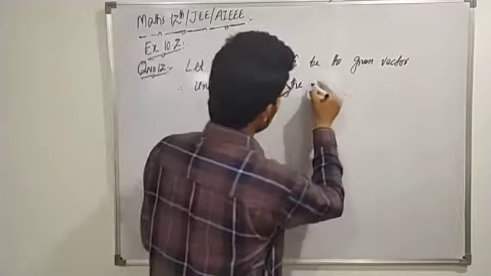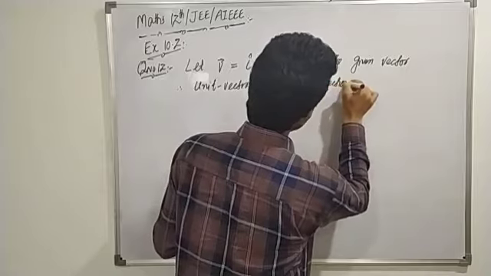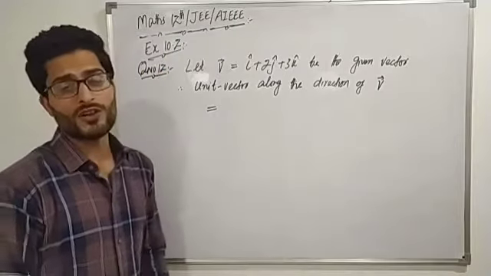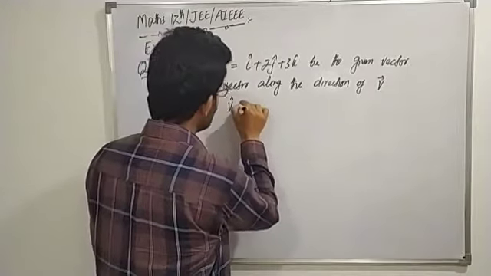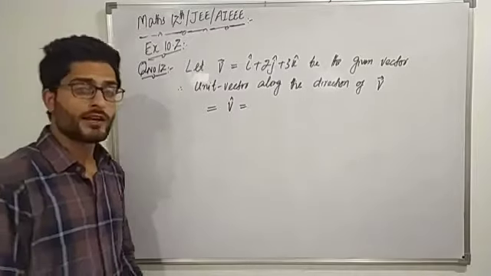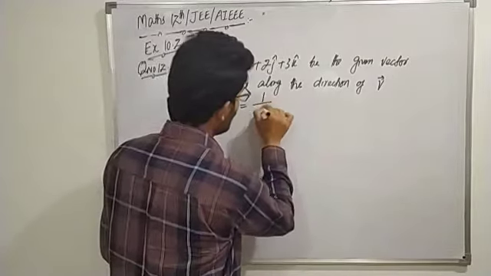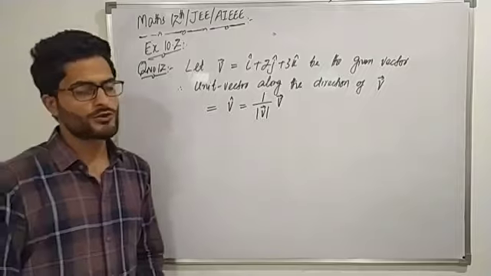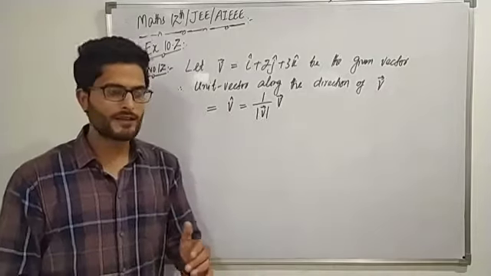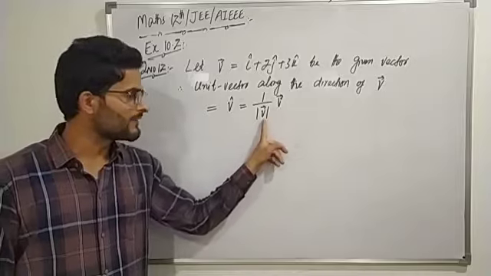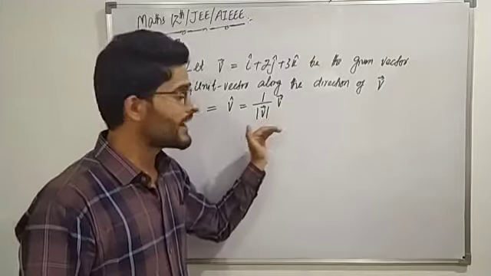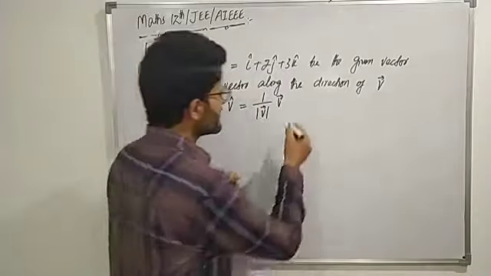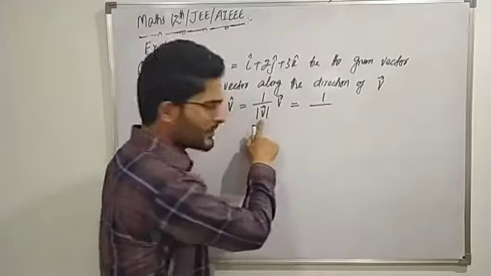So therefore the unit vector along the direction of vector v, which we denote by v cap, is equal to 1 divided by the magnitude of that vector into the vector. That is, the vector v divided by its magnitude. We divide a vector by its own magnitude, and the result will be the unit vector along the direction of that vector v. So that is equal to 1 divided by the magnitude of vector v.